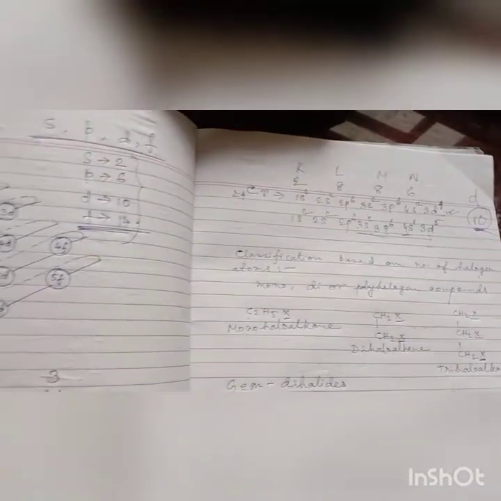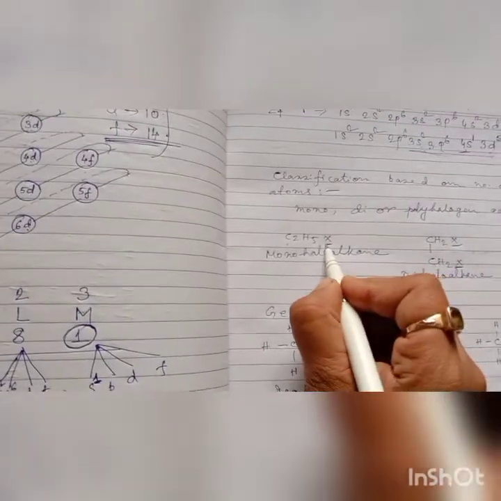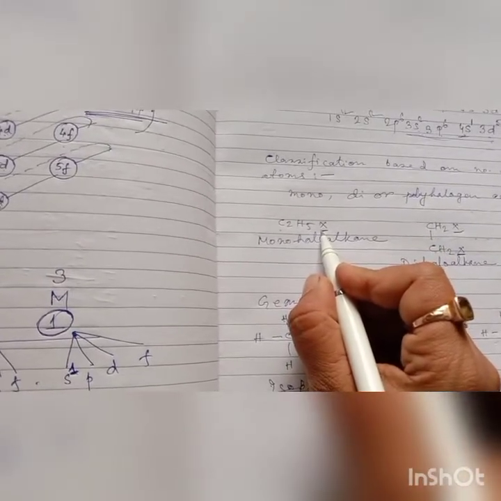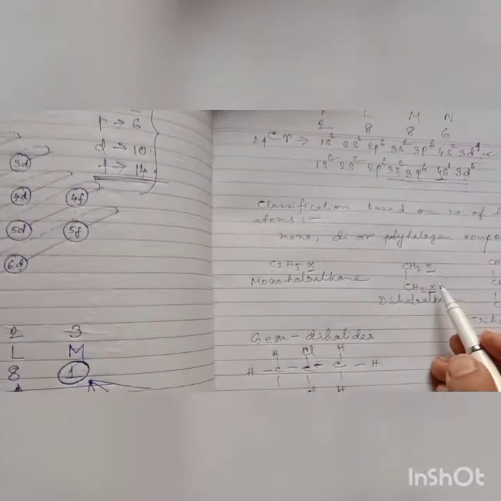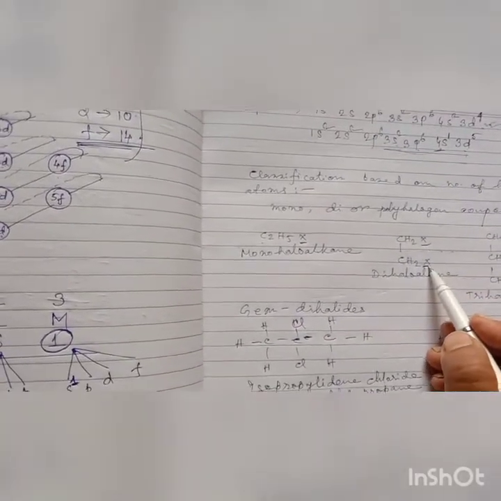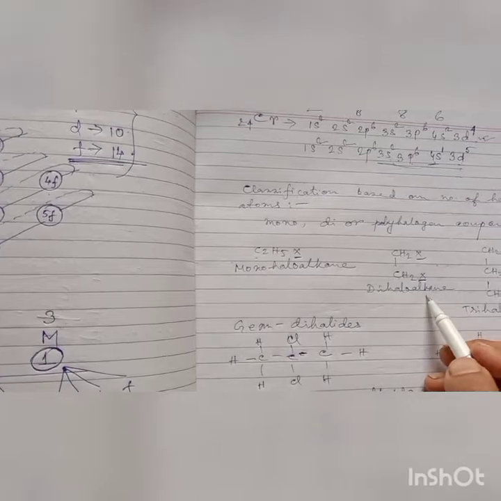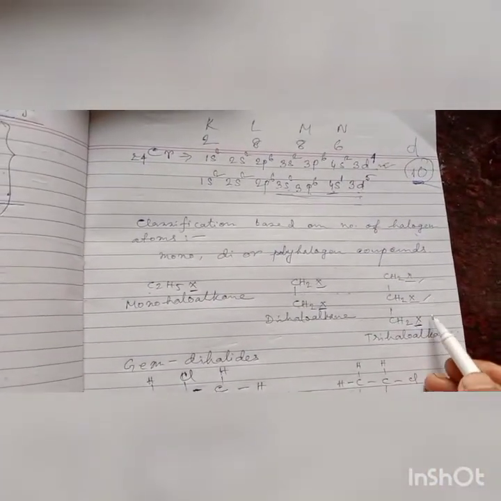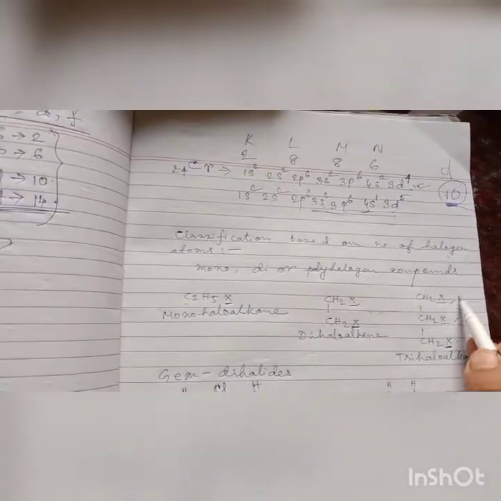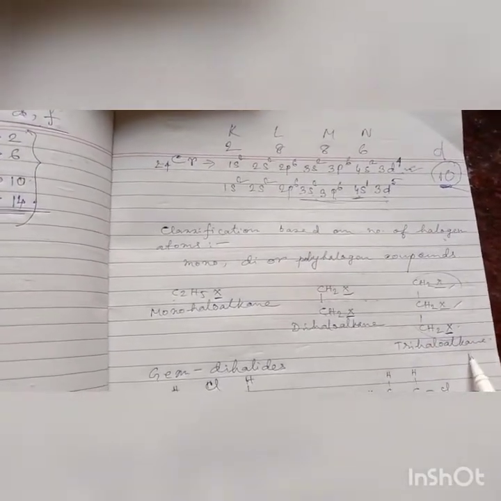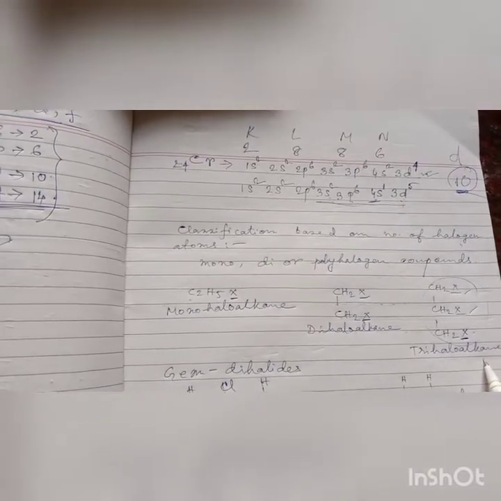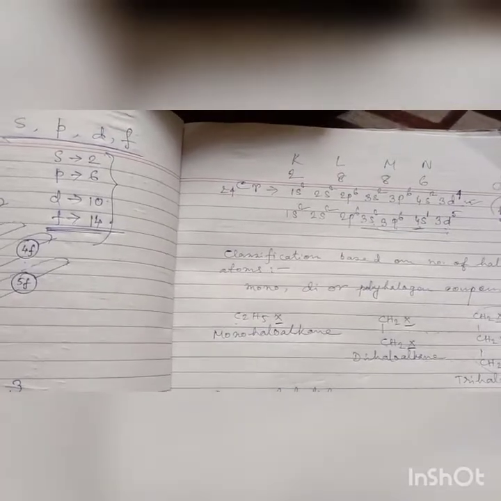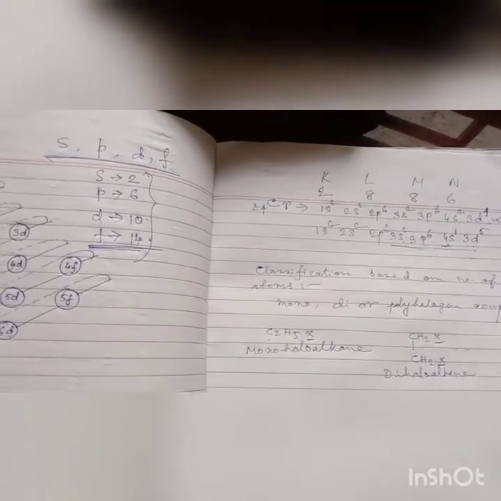Mono, di or polyhalogen compounds, such as monohaloalkane. Here one halogen atom is contained in this compound, so this is called monohaloalkane. In this compound there are 2 halogen atoms, so this is called dihaloalkane. And here there are 3 halogen atoms, so this compound is called trihaloalkane. And dihalogen compounds may be further classified as gem halides and vic halides.